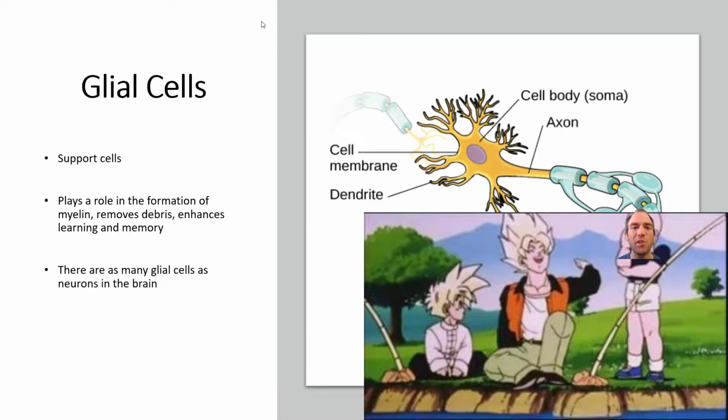And glial cells we will go into far less detail. They can be conceptualized as support cells, really helping out the neurons. They play a role in the formation of myelin, which we will talk about. They remove debris, clean up waste, and they enhance learning and memory. There are as many glial cells as neurons in the brain. So going back to all those billions of neurons, well, there's an equal amount of glial cells.